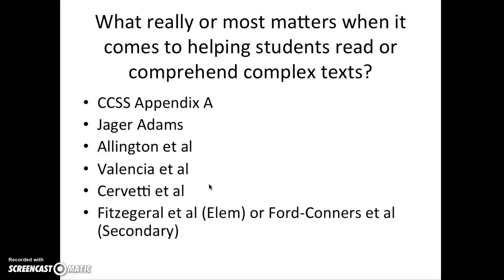So you might think about the first 3 as kind of discussions of what the text complexity piece means, and what research is behind it. And really the 3 other pieces, Valencia through Fitzgerald, Ford Connors, are really about how to attend to text complexity, what really matters in those pieces.